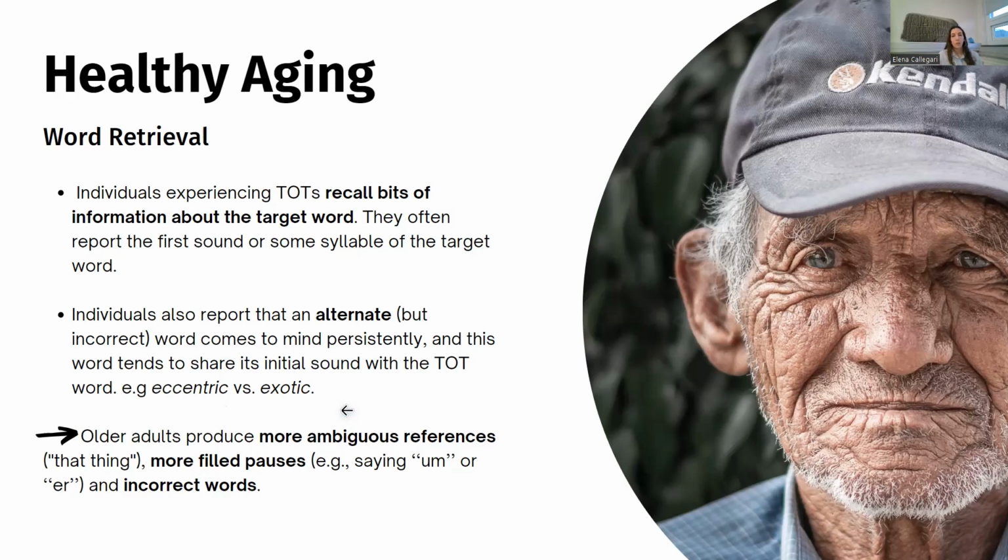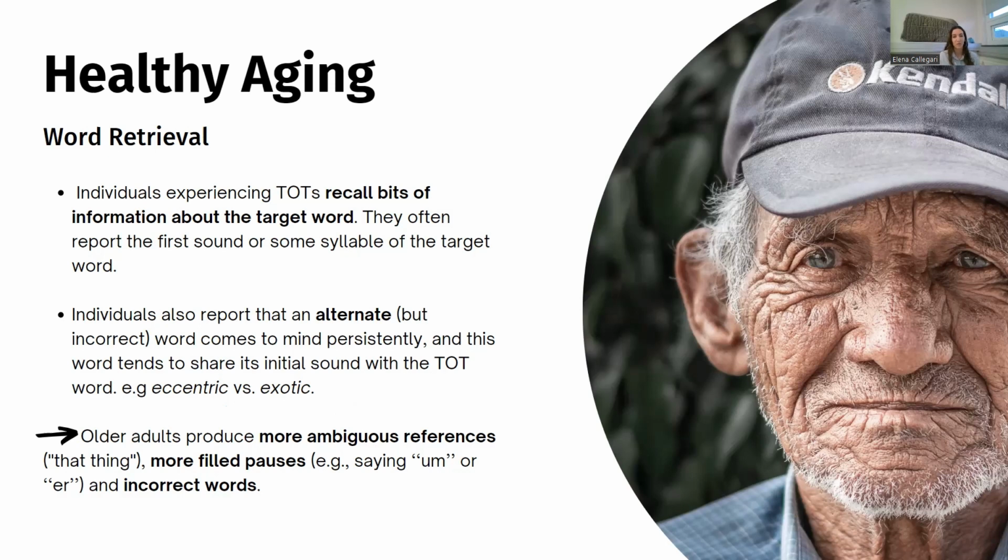So what does this entail? Because older individuals have a harder time finding the words that they need, they end up producing more pauses and more ambiguous references. For example, my mom will often say, oh yeah, that thing over there. And she sort of expects everybody to understand, but of course we don't know what she necessarily means.